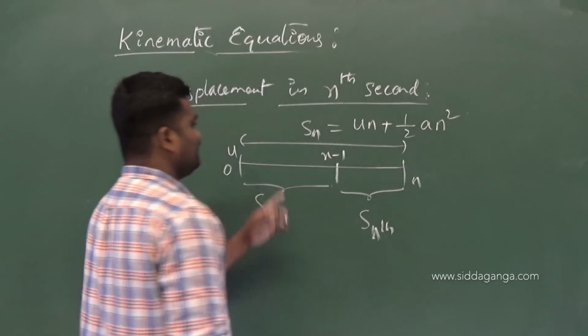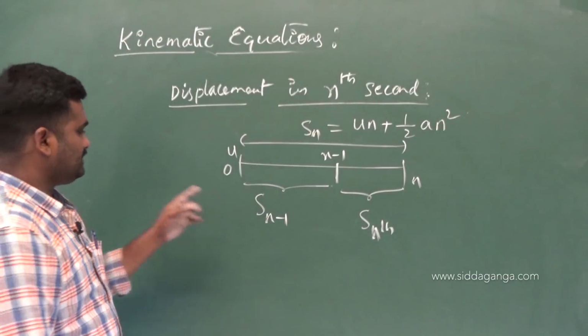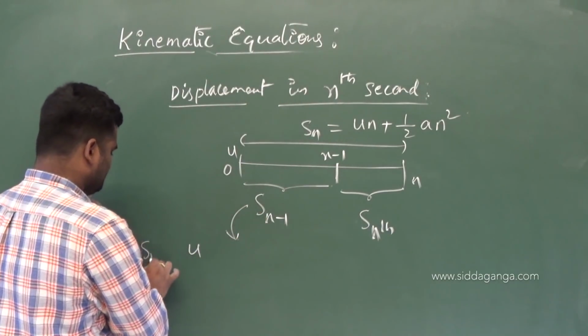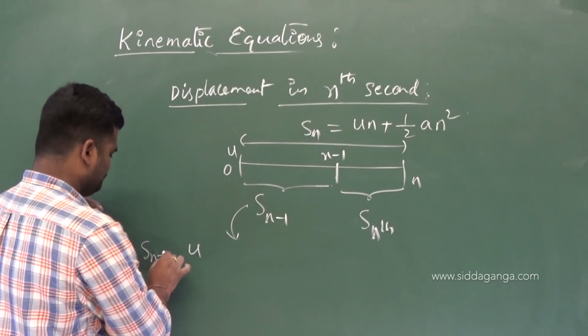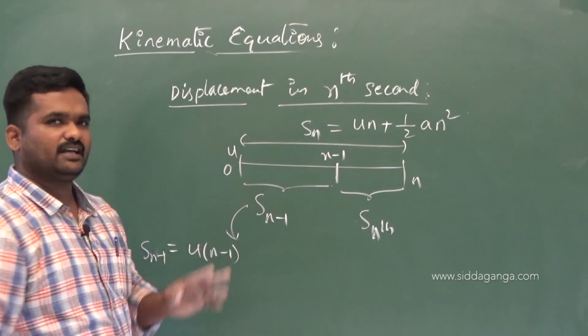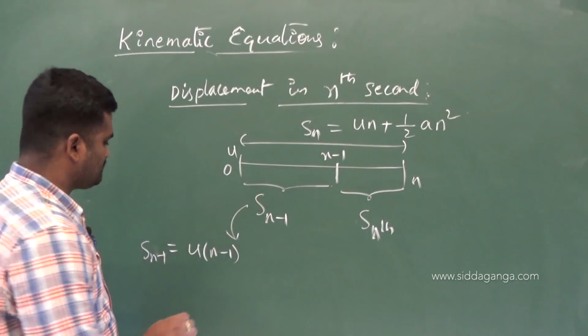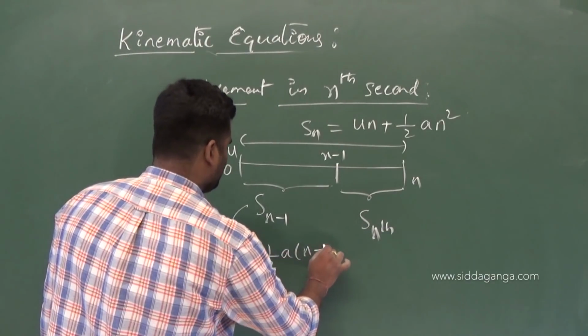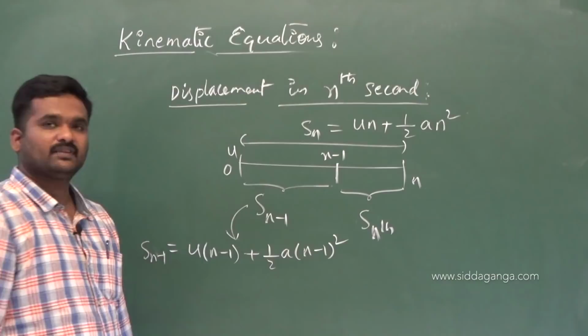This is the distance travelled in n seconds. S(n-1) means what? S(n-1) will be equal to u into (n-1). Substitute for time, that's all. What is the time? n minus 1. So u into (n-1) plus half into a into (n-1) whole square.